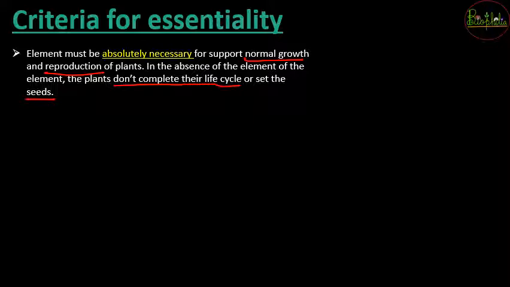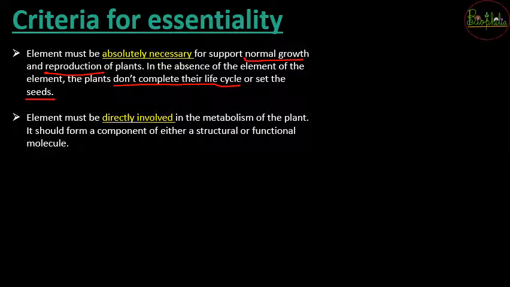The second criterion is that the element should be directly involved. Directly involved in the sense that if it is absent, there are going to be problems regarding the metabolism of the plant. If it is directly involved in metabolism, that means it should be a component of a structural or functional molecule, then it is considered an essential element.